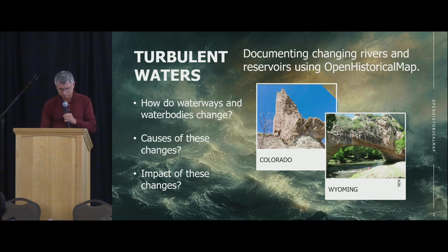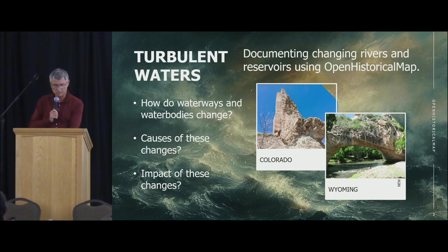So, we're just gonna look at some waterways and water bodies, and it should come as no surprise to anyone here that these things change through time. And some of those changes can be catastrophic, and others might be slow and natural. So we'll take a look at a few examples of those. And then how can we map these in Open Historical Map and perhaps discern the causes of some of these events and the impact of them as well.